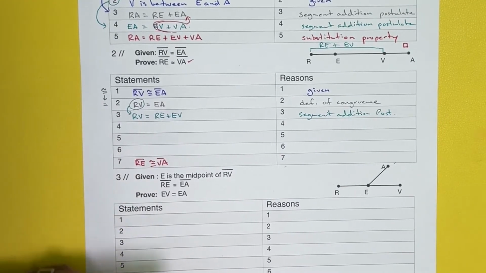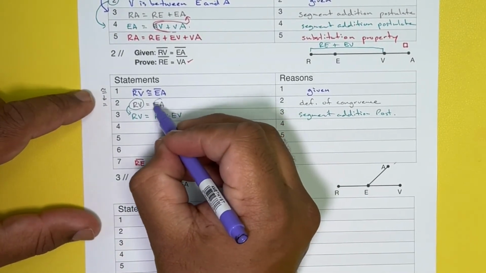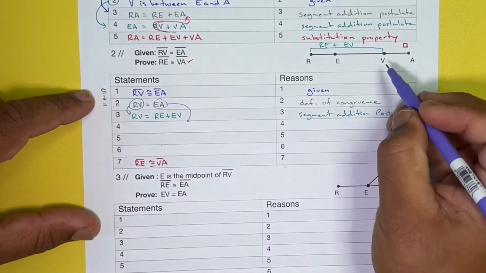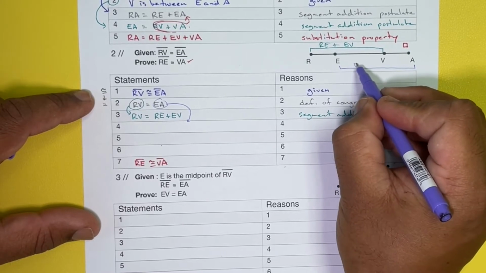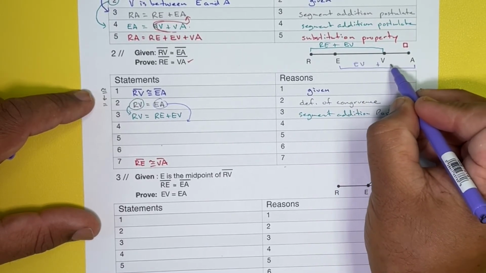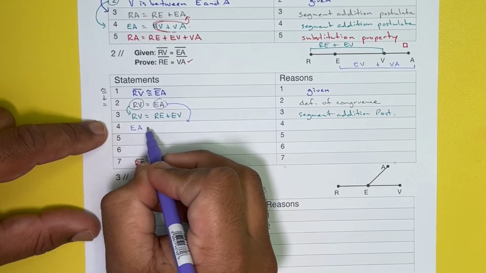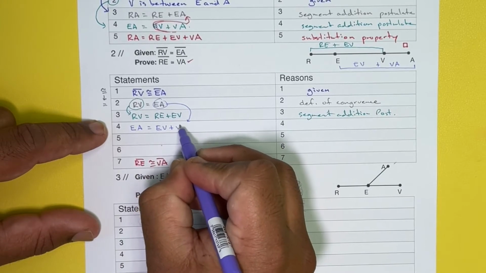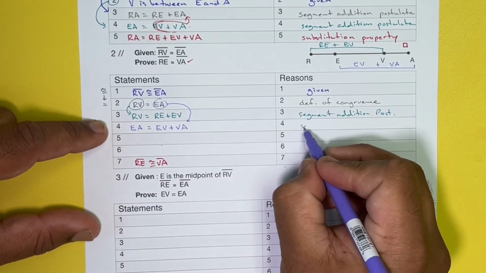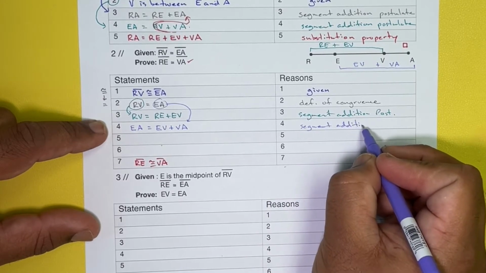I have another side to this, another half. I've got EV, or EA. So what's EA look like on here? EA is this whole segment, and that's EV plus VA. So EA equals EV plus VA. And again, segment addition postulate allows me to do that.